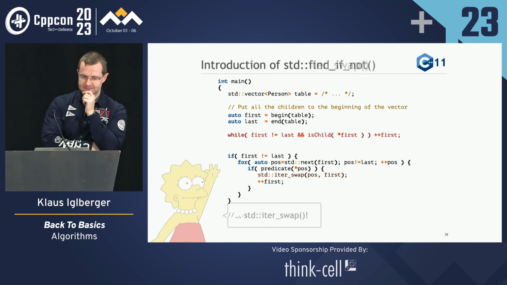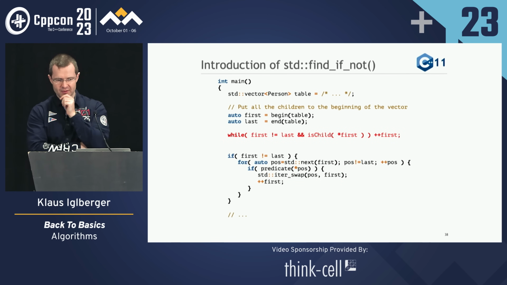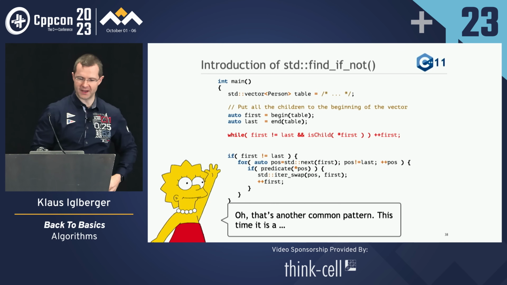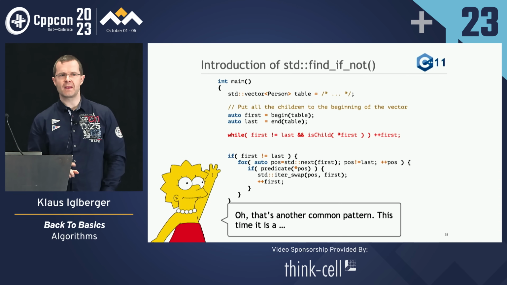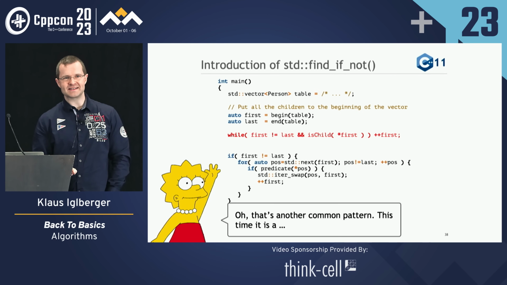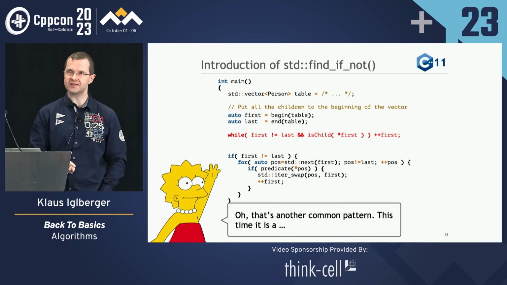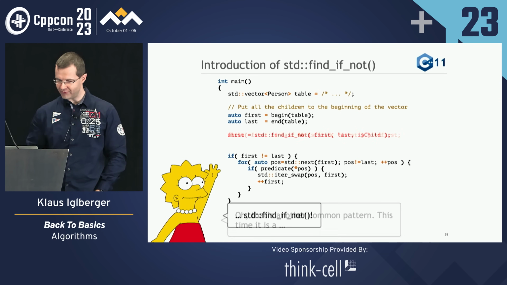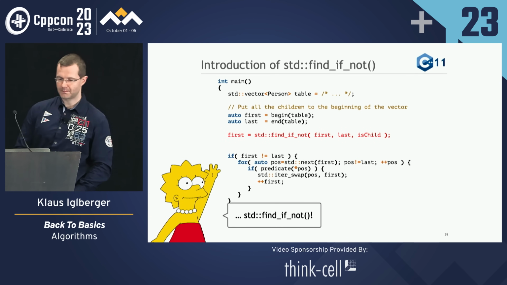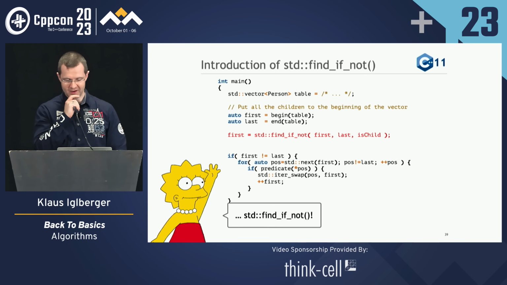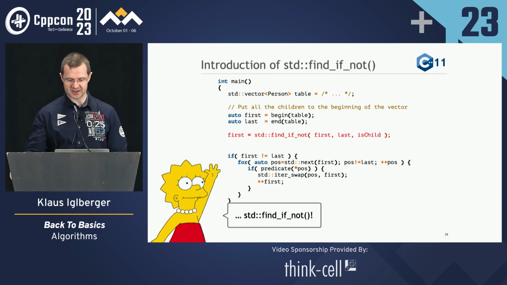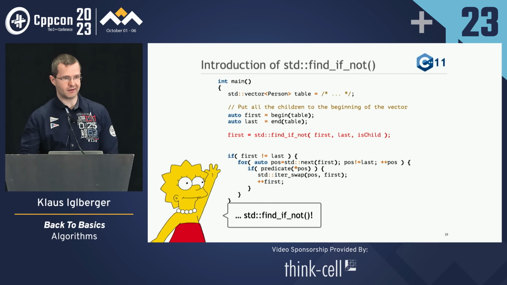The while loop. I would say the while loop is again a very, very common pattern. We're trying to find a specific element. We're trying to find an element that is not a child. Find an element that is not. That's a find_if_not. So we try to find the first element that is not a child. Nice. Again, a lot of complexity has just vanished, and it's readable.